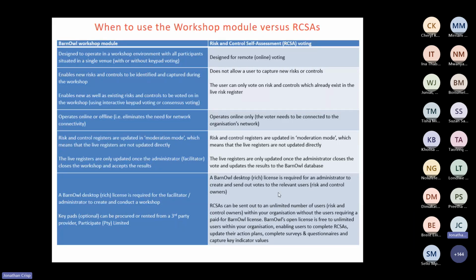On RCSAs, what's really nice is that you can have one administrator of the votes, and it's quite powerful because you can set up recurring votes and templates. You can send these recurring risk and control self-assessments out to as many people as you want within your organization, filtering by who the risk owners and control owners are. If you've populated that, it will automatically send them to the relevant people who own those risks and controls.